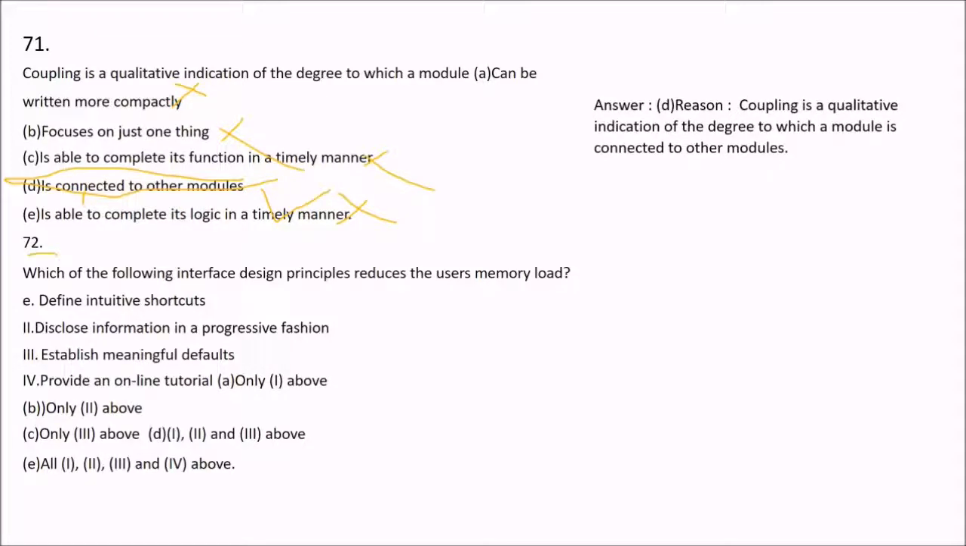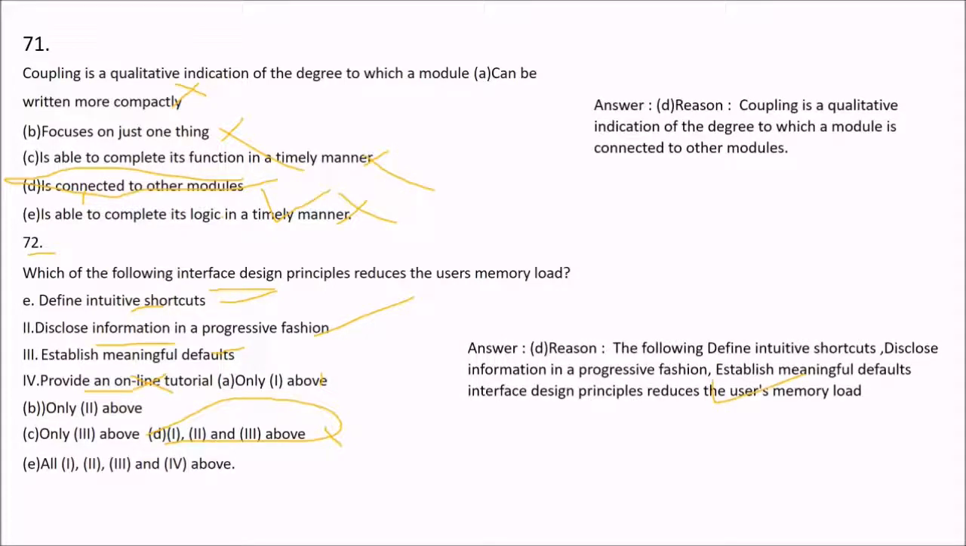72. Which of the following interface design principles reduces the user's memory load? Define intuitive shortcuts, disclose information in progressive fashion, and establish defaults, or say provide an online tutorial. The answer would be D. 1, 2, and 3. Online tutorial is no way. So these are the interface design principles which reduce the user memory load: intuitive shortcuts, disclose information in a progressive fashion, and establish meaningful defaults. So the answer is D.